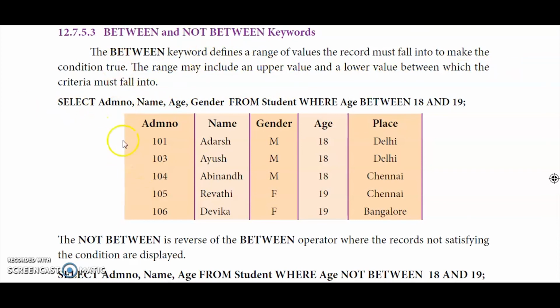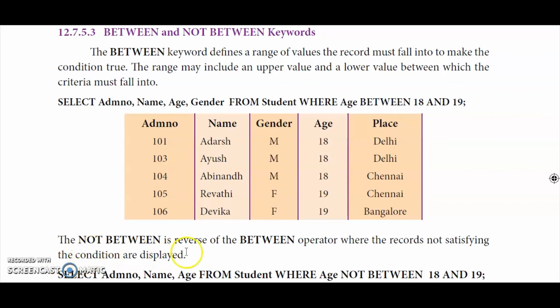So select admission number, name, age, gender. So we are having 4 columns. From student, where age between. So where you have to give the condition using where class. Age, in the column name age, between 18 and 19, it include upper value and lower value. That means it include both 18 and 19. So that's why we are having this record.